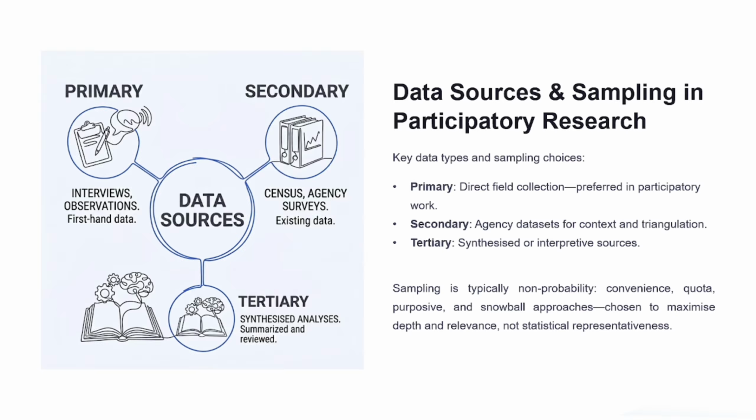In terms of sampling, participatory research generally uses non-probability sampling methods such as convenience sampling, purposive sampling, quota sampling, and snowball sampling. These methods focus on obtaining detailed and relevant information rather than achieving statistical representation.